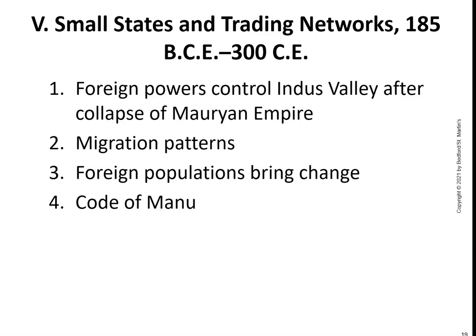So what we start to see, no one can really support a huge empire. We start to see smaller states emerging and these trading networks emerging. But following the collapse of the Mayuran Empire, foreign powers controlled the Indus Valley. Migration patterns brought numerous non-Indian populations into the area, and many of these foreign populations brought their cultures and education with them, creating a vibrant change to India. During this time, the Indian laws were codified under the Code of Manu, which presented family, caste, and commercial law.